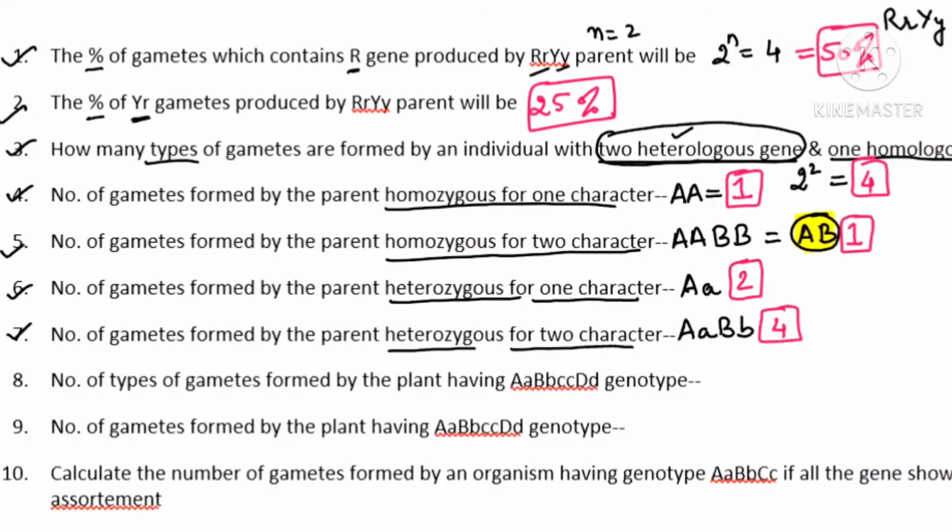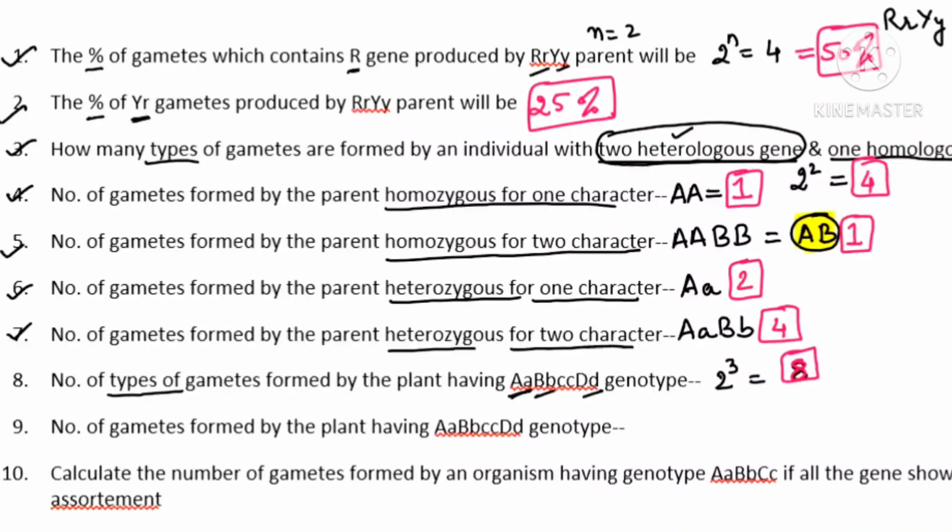Now see again the next question, you can easily solve it. The number of types of gametes formed by this genotype. How many heterozygous do we have to see? 1, 2 and 3 heterozygous. So again you apply the formula: 2 raised to power 3 means you will get 8 types of gametes. Is it clear? Your answer will be 8.